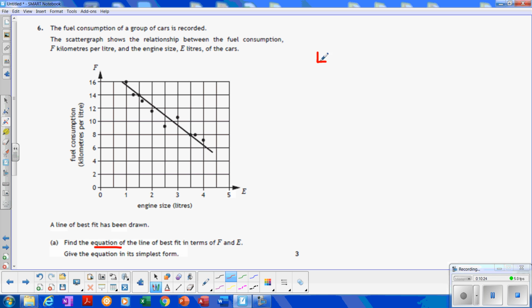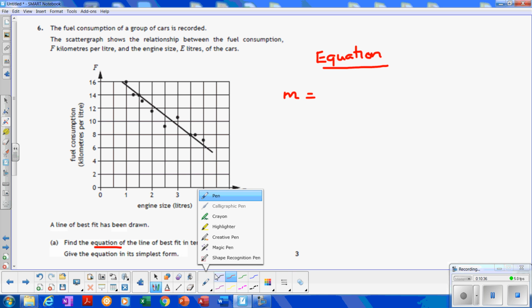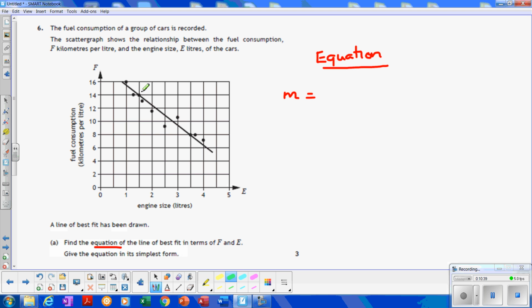Right, so to get the equation of any line, we need two things. We need a gradient and we need 1 point on the line. So the first thing we'll do is work out the gradient. Now, there is your line of best fit. You must pick points that are on the line. Okay, there's a point sitting in there, and there's a point sitting there. So those are the 2 points that I'm going to use to work out the gradient.